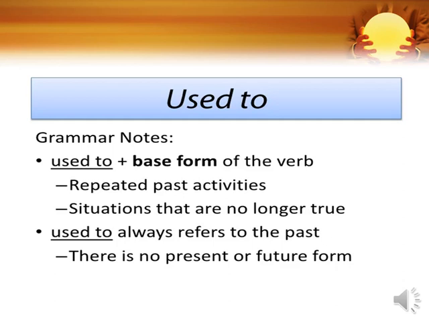We use "used to," then a base form after it. So we cannot say "I used to played." It should be "I used to play," base form without any additions. We use it for two purposes: for repeated past activities or for situations that are no longer true. Here's an example for situations that are no longer true. If I say, "I used to smoke, but now I don't." So in this case, you're mentioning that before you were smoking, while now you don't.